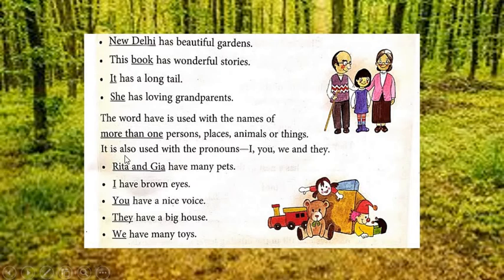The word "have" is used with the names of more than one person, place, animal or thing. It is also used with the pronouns I, you, we and they. Rita and Jia have many pets. I have brown eyes. You have a nice voice. They have a big house. We have many toys. Understood, children? So, we used pronouns I, you, we and they. The word "have" is used with more than one person, place, animal or thing, and it is also used with I, you, we and they.